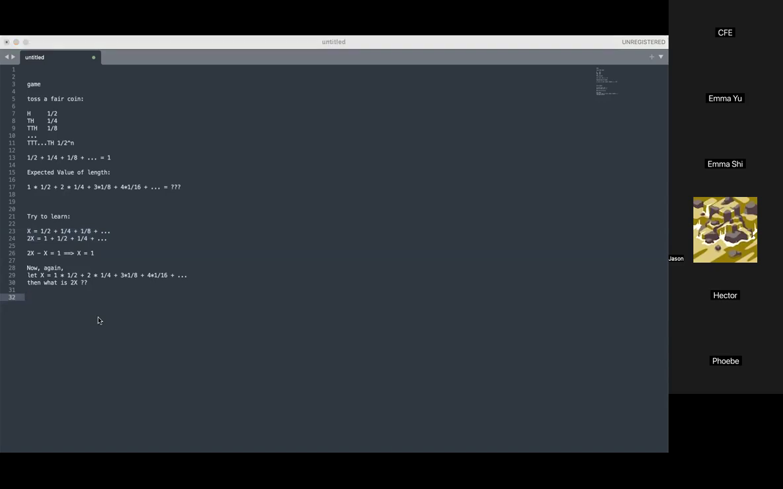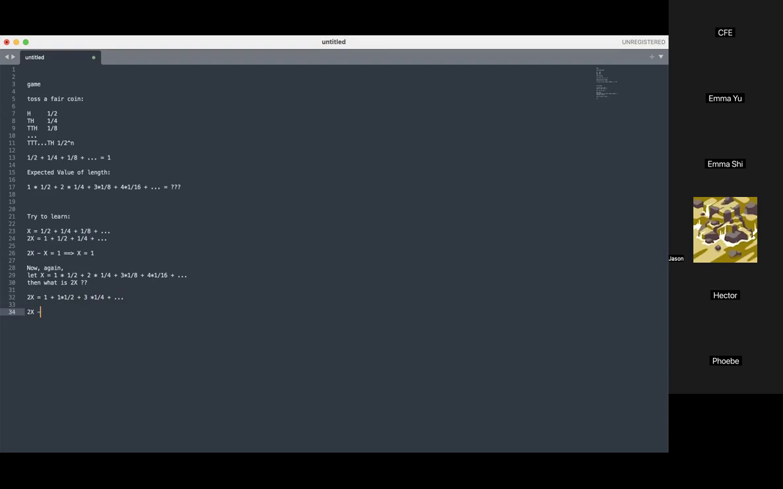So then we have x equals this, then 2x equals 1 times 1 plus 2 times 1/2 plus 3 times 1/4 plus 4 times 1/8. And then if we do 2x minus x, we just get 1 plus 1/2 plus 1/4 plus 1/8, which should be 2.